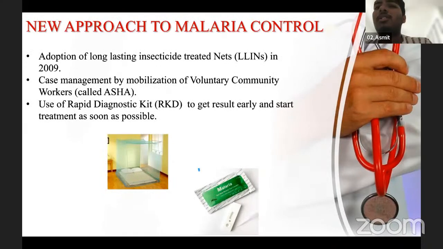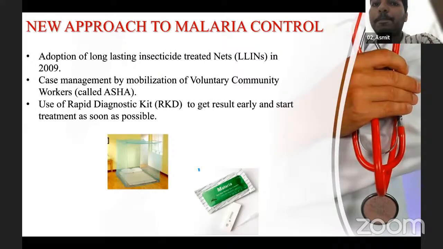Now, lastly, we talk about new approaches to malaria control, which were taken after 2003. These were the adoption of long-lasting insecticide-treated nets in 2009, and case management by mobilization of voluntary community workers, as I talked about in the NRHM. Health facilities can't be available in the rural areas, so ASHA, the voluntary community help in rural areas, helps to control malaria. Next, use of rapid diagnostic kits to get results early and start treatment as soon as possible.